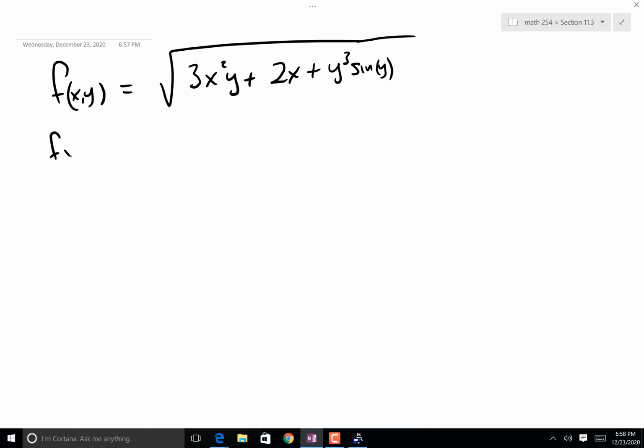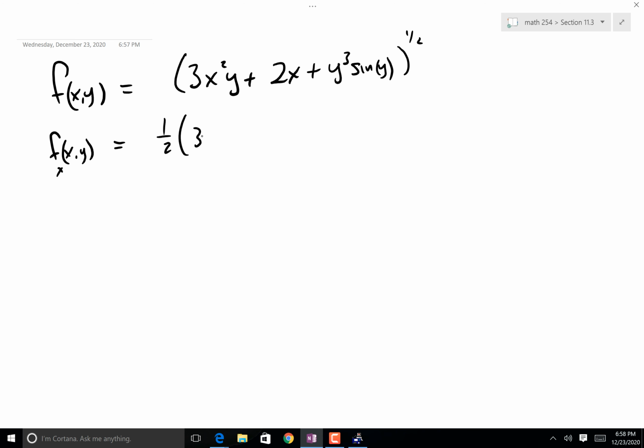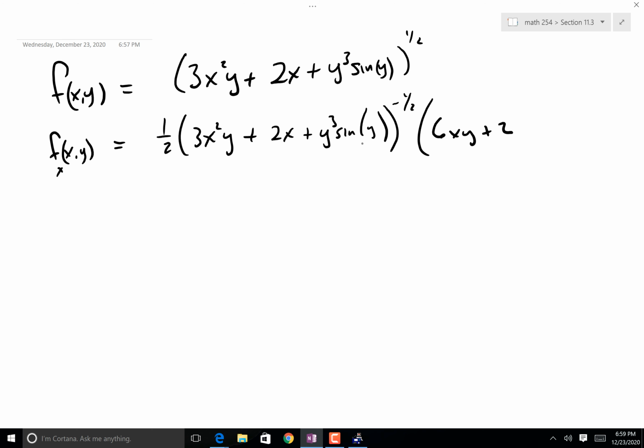So let's do with respect to x. The partial with respect to x would be then, oh, disgusting. Well, remember, this is really this. So it's the chain rule, so the derivative of the outside function, leave the inside alone, times the derivative of the inside, which with respect to x would be 6xy plus 2. And then with respect to x, those are constants, so nothing.